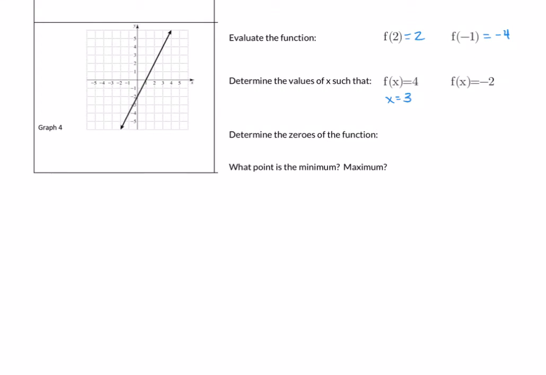F of x equals negative 2. We're going to go down 2. And it crosses on the y-axis, so what is x at this point? This is x equals 0.